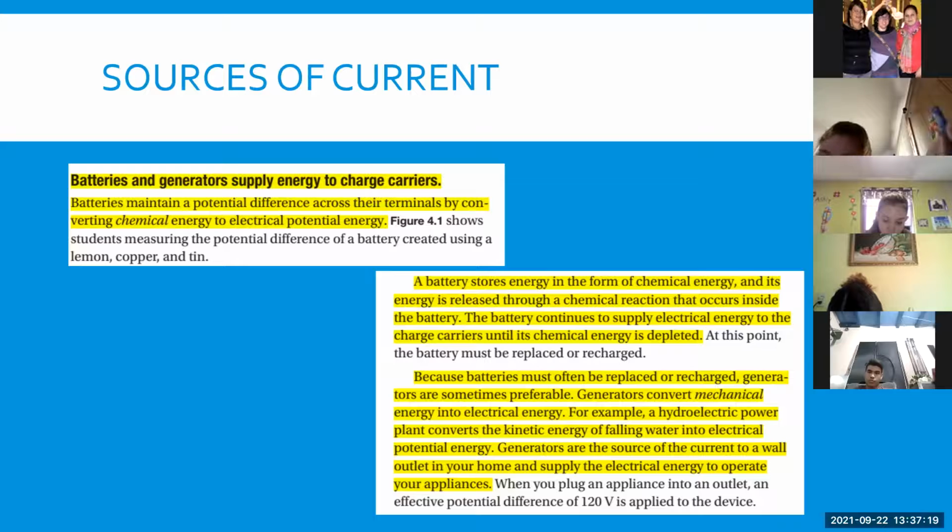Generators work different from batteries, because what they do is convert mechanical energy into electrical energy. We have another kind of power plants like hydroelectric power plants, another source of current, but they transform potential energy into electrical energy. So we have different kinds of suppliers of current. Which one to use depends on what you have and what you require.